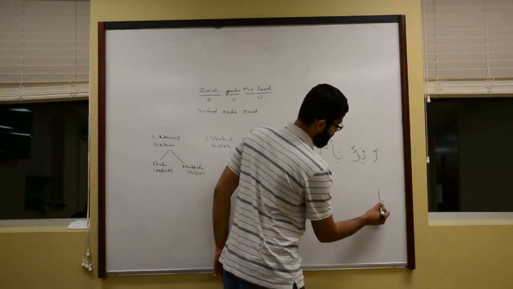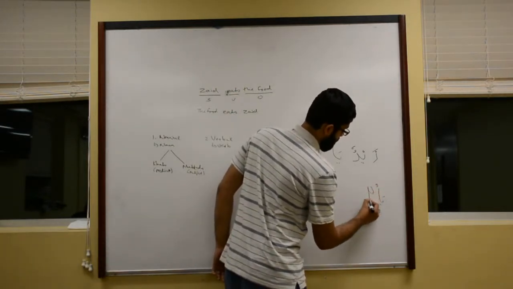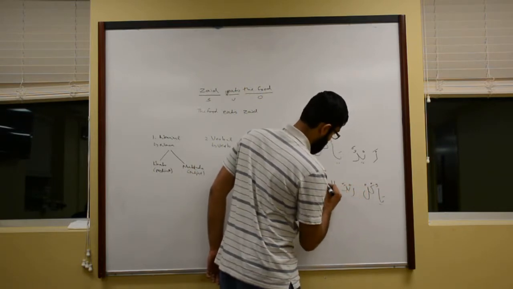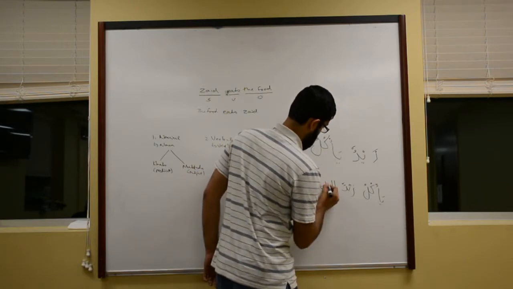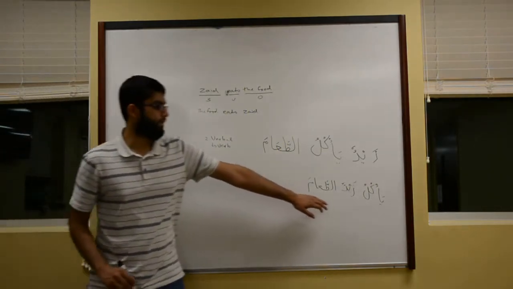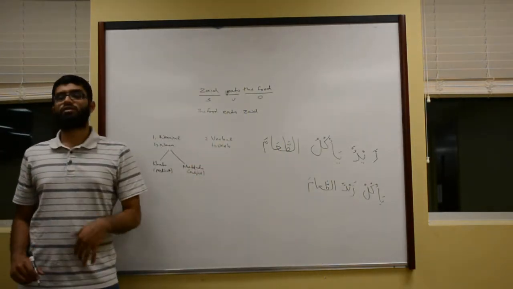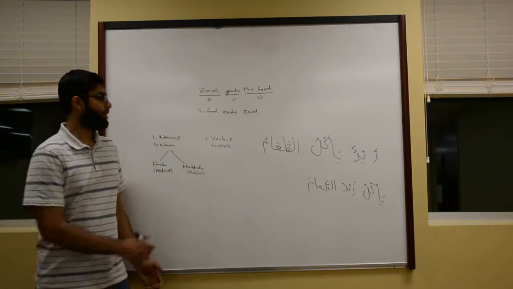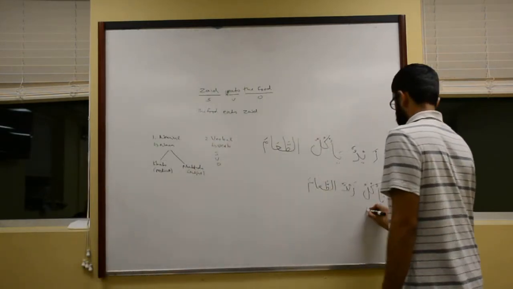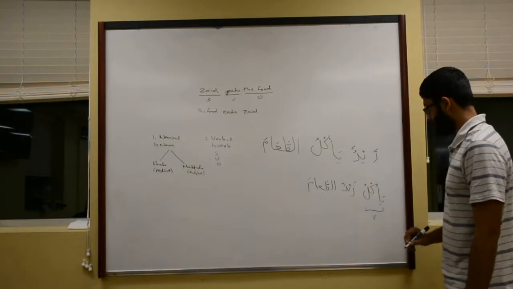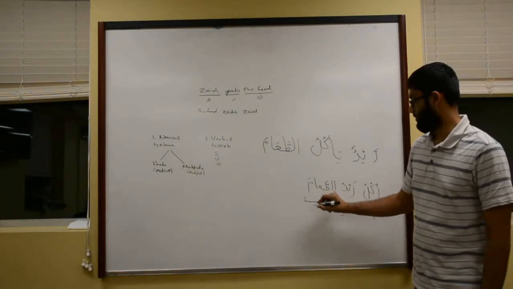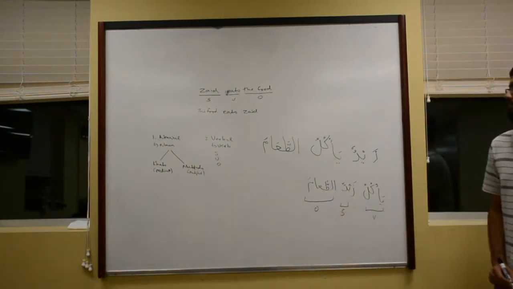I would say yakulu Zaydun at-ta'ama. Okay. So if I switch it now and I say yakulu Zaydun ta'ama, I'm making it into a verbal sentence because it starts with a verb. Now I can assign it a subject, a verb, and an object. So here's my verb, yakulu, and then here's my subject, Zayd, and here's my object. Okay.